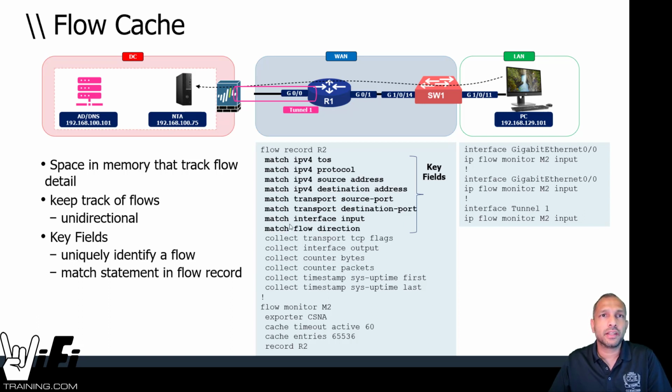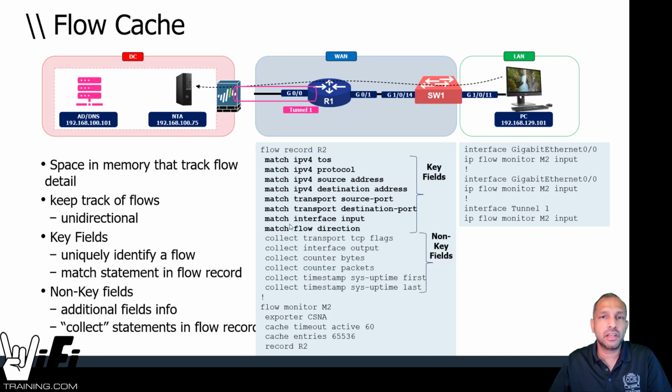And then you have something called non-key fields. Those are additional information we are collecting. They are normally specified in the collect statement in the flow record definition. We will go into this configuration in the next module, but just to explain the concept, I show you what our flow record is. These are the parameters we are capturing.